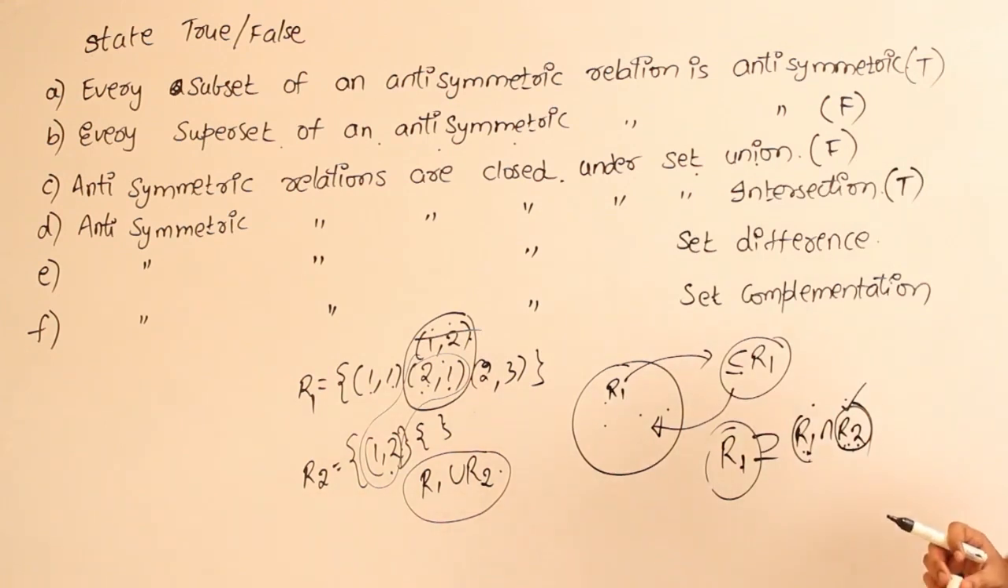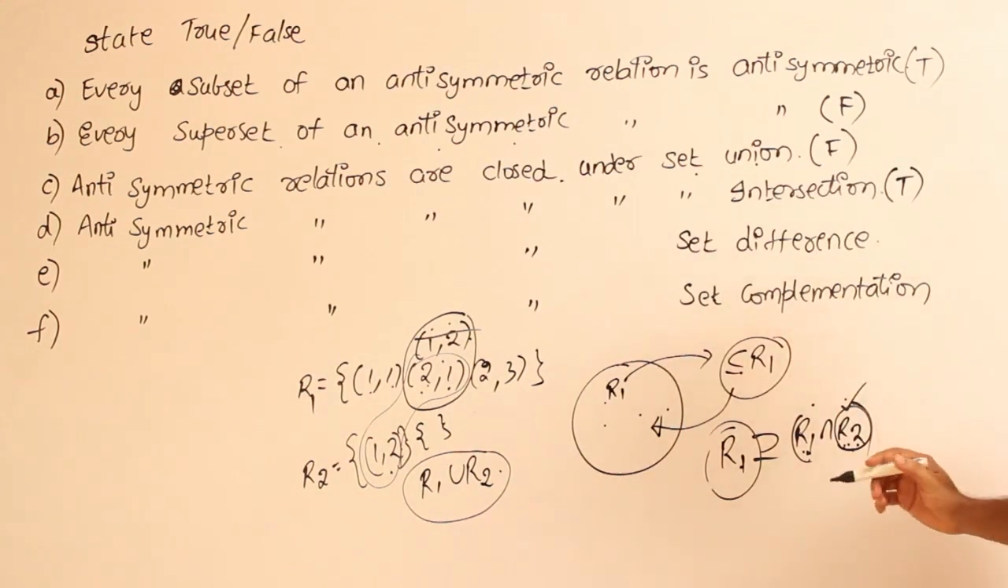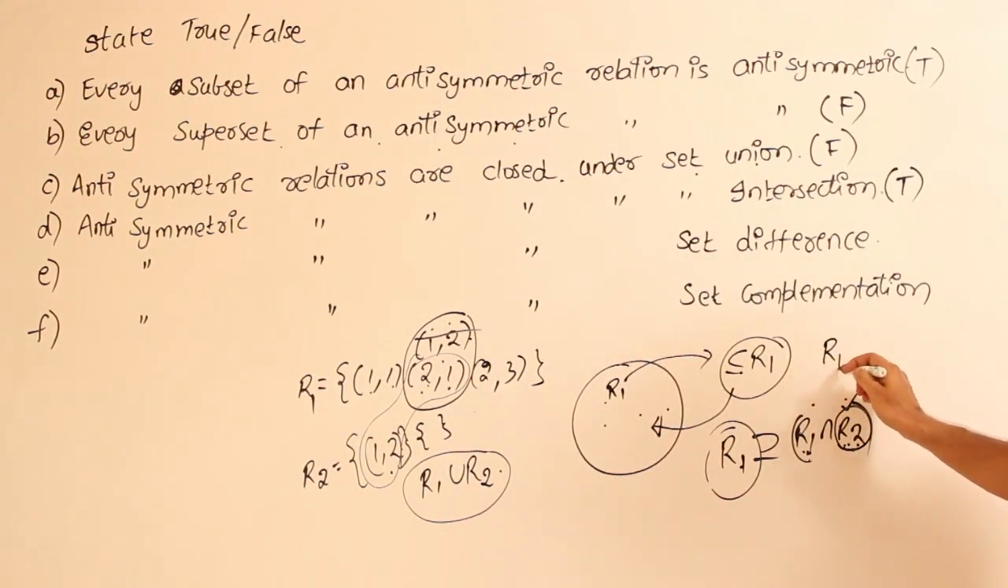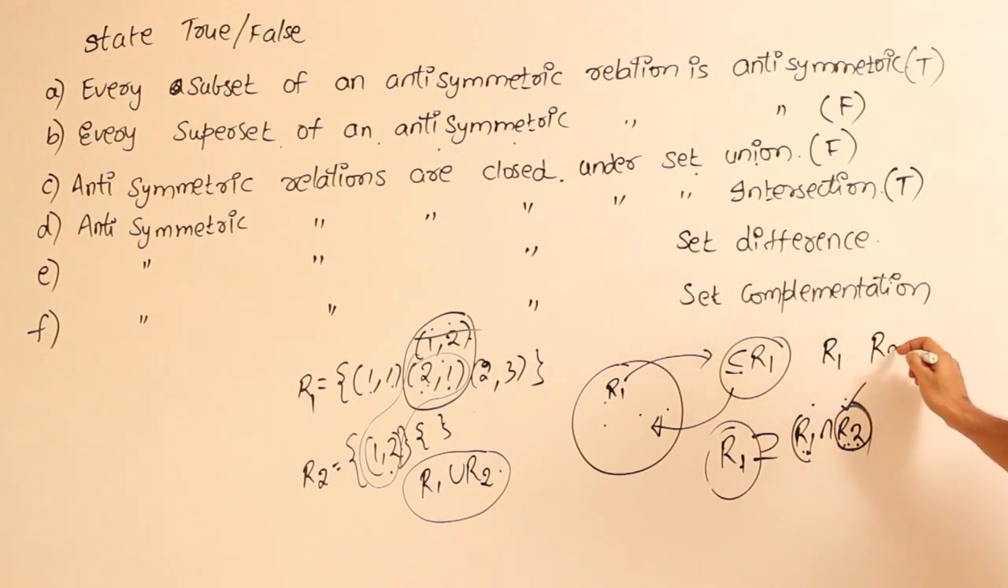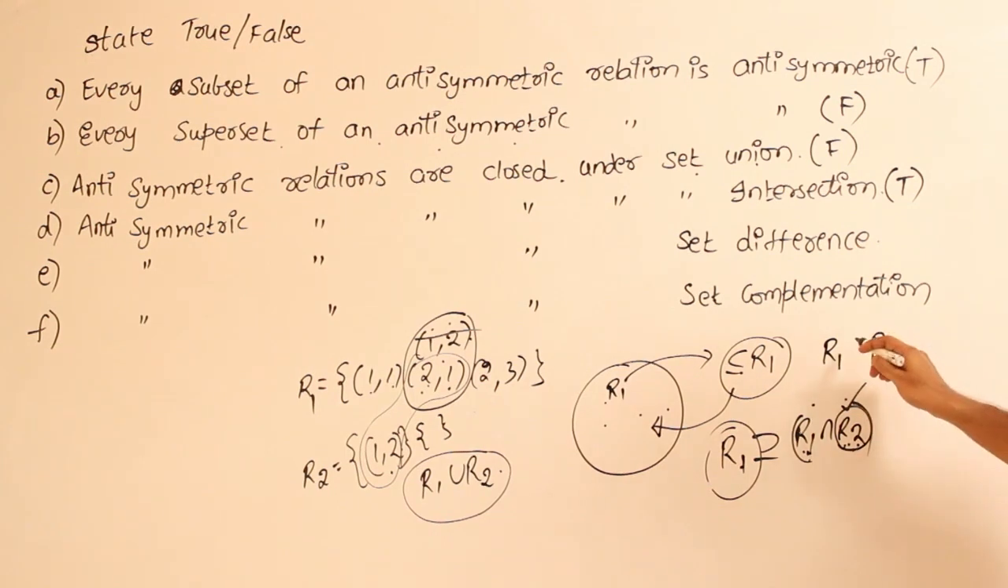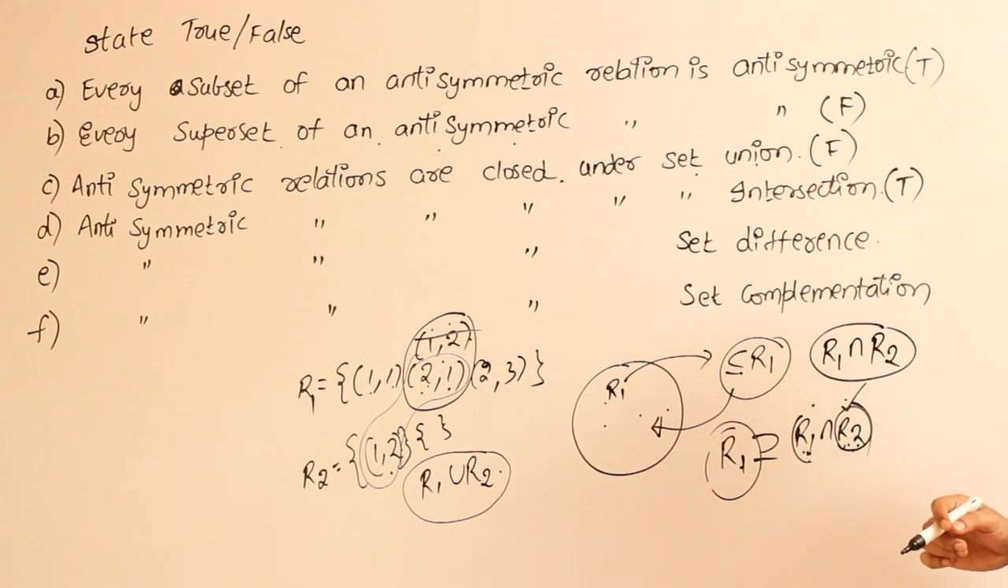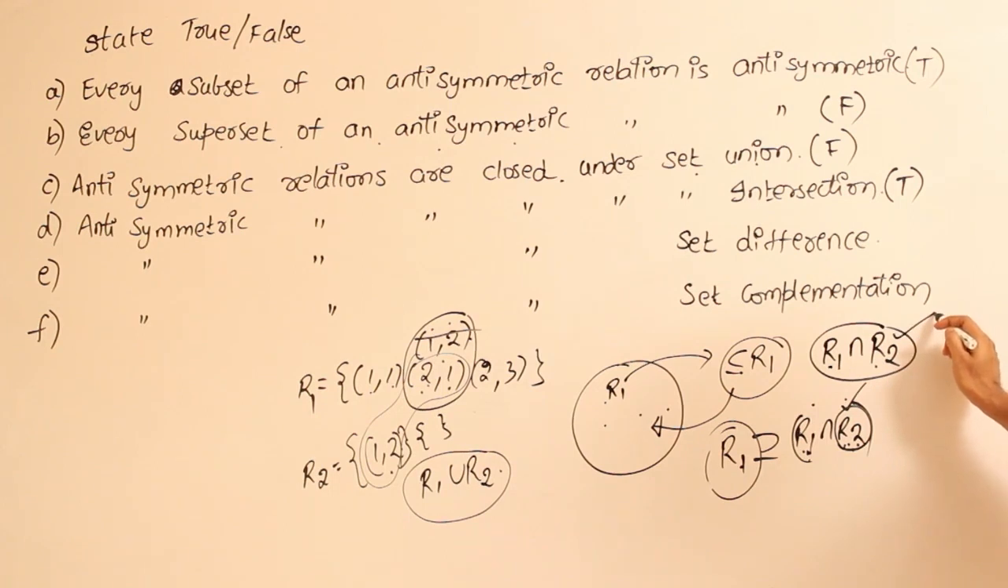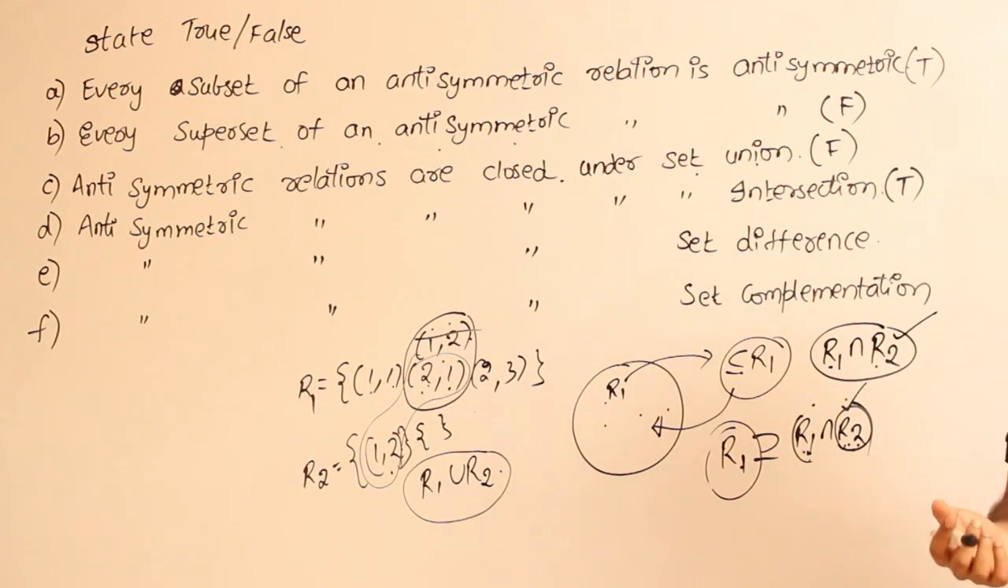You can even extend this question this way. If R1 is an antisymmetric relation and R2 is some relation, I don't care whether it is antisymmetric or what type of relation it is, R1 intersection R2 is always antisymmetric. The reason is simple: R1 intersection R2 is a subset of R1, and we know that every subset of an antisymmetric relation is antisymmetric. Got it? Therefore, for any relation R2, R1 intersection R2 is always antisymmetric.